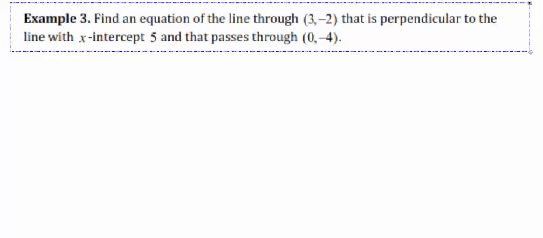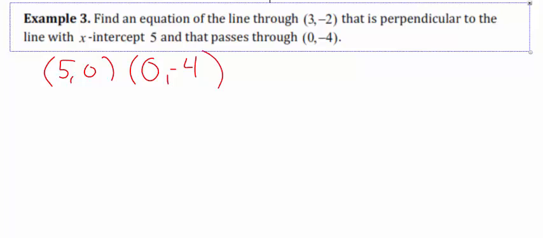So let's take a look at one more. Here we have to find an equation that goes through the point 3, negative 2, and is perpendicular to a line that has an x-intercept of 5. So that'd be 5, 0. And it passes through 0, negative 4.